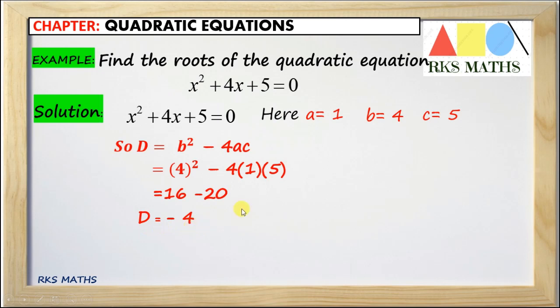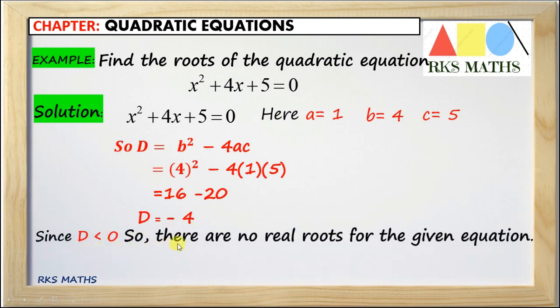D is equal to minus 4 indicates that this time the value of D comes out to be less than 0, and we have learned that we can obtain the solution of a quadratic equation only when D is greater than 0 or D is equal to 0. But here we obtain D as minus 4 which is less than 0. So that means there are no real roots of the given equation. Student, we can't find the real roots of the given equation.